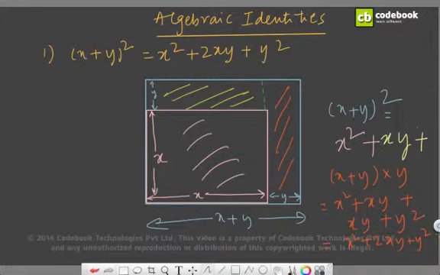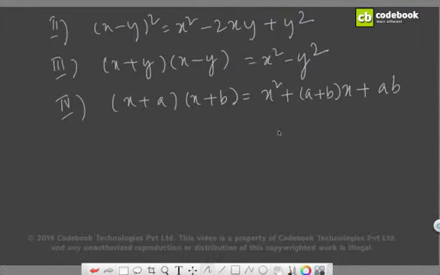So this is how you can prove the above identity, (x + y)² = x² + 2xy + y². Now let's look at a few more identities. The next identity that we will look at is (x − y)² = x² − 2xy + y². You can again prove this graphically, just like the previous identity that I have explained. The third one is (x + y)(x − y) = x² − y². Again, you have learned this in your previous classes.